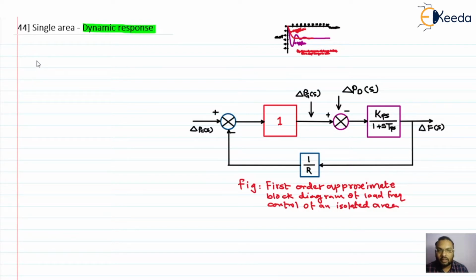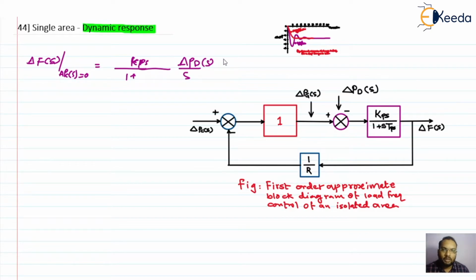If you remember, for the whole block diagram we got a characteristic equation, of course with the speed changer setting kept at 0. We got some value, that Kps upon 1 plus some terms, into delta Pd divided by s. This was the characteristic equation we got for that block diagram representation.